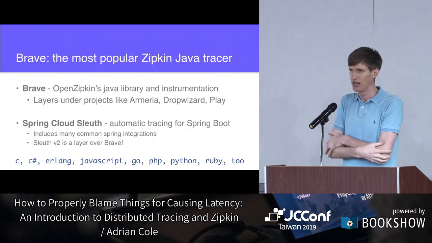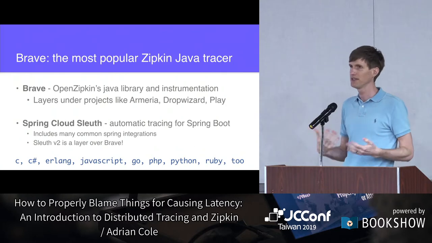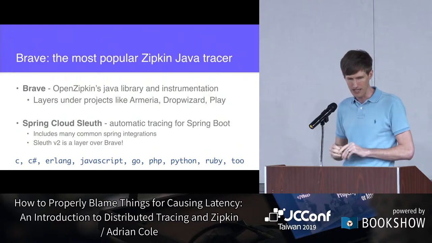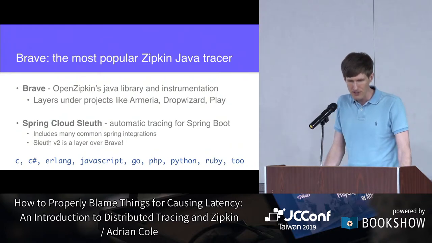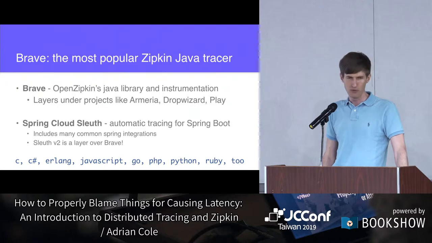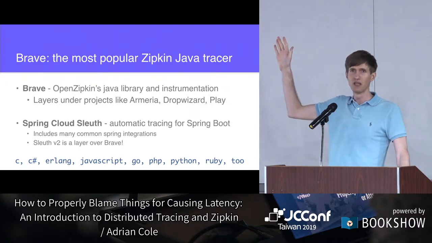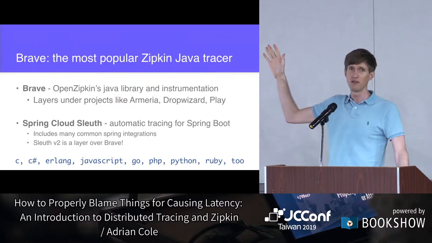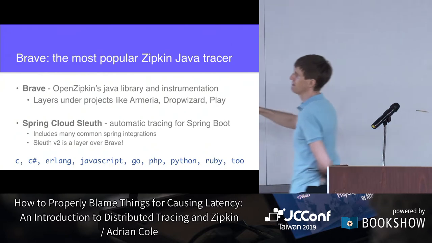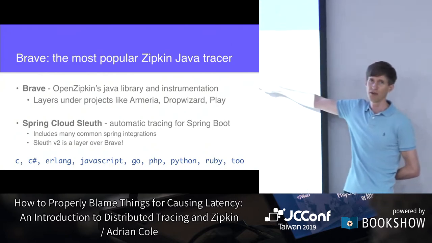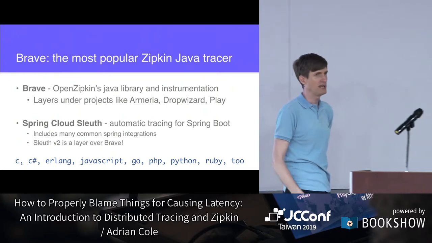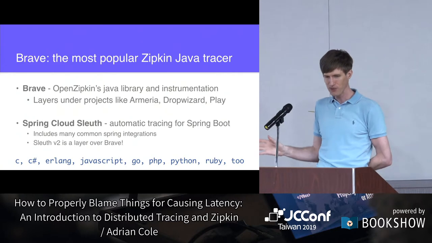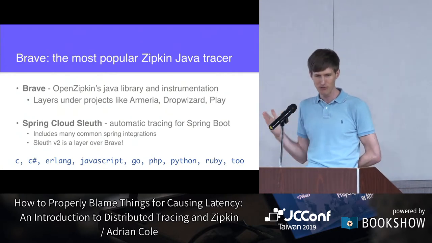Brave is our most popular Java tracing library, and because this is a Java conference, I have to mention the Java libraries. It is layered under projects that a lot of people will use. If you're using Spring Boot, how many here use Spring Boot? Then how many here have heard of Spring Cloud Sleuth? Okay, Spring Cloud Sleuth is the automatic configuration of the Brave Java library. So that will be instead of using an agent, or even sometimes with an agent, because agents can do weird things, like even change Spring Boot.